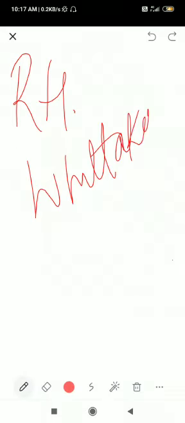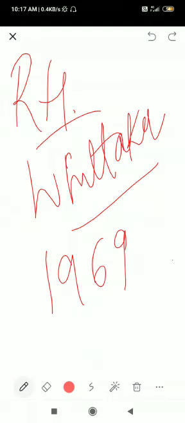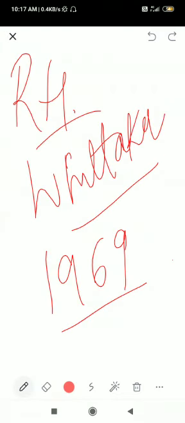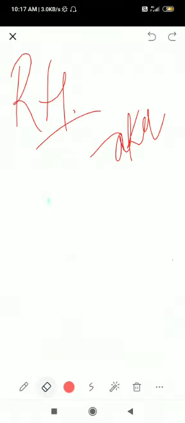But after that, R.H. Whittaker in 1969 proposed the five kingdom classification that was Monera, Protista, Fungi, Plantae, and Animalia. So now I will tell you the basis of classification, that is, on what basis he classified these five groups of organisms.